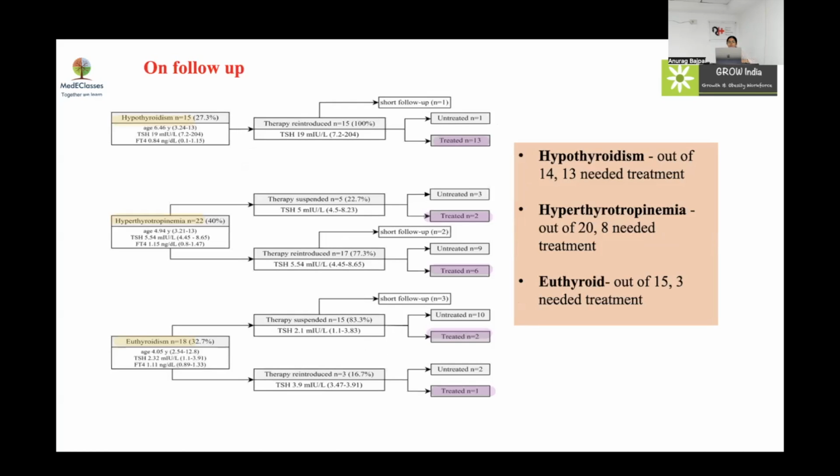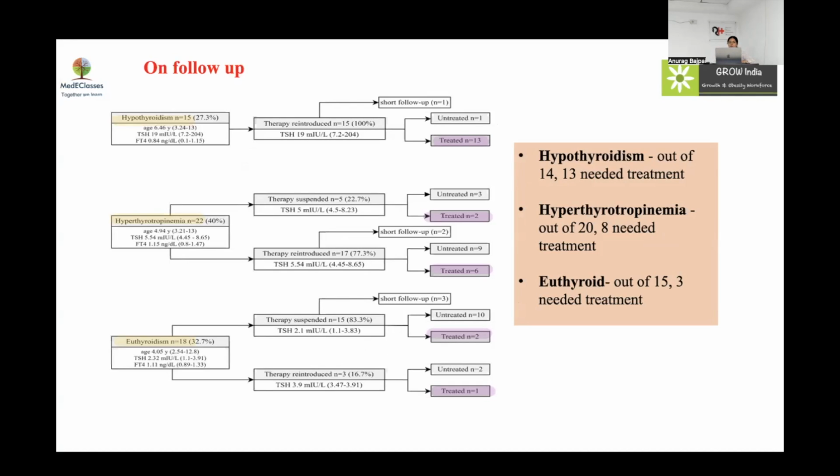The group had 15 patients who were hypothyroid with median age of 6.46 years, and median TSH was 19. This TSH is at diagnosis, sir. First TSH. No, sir, this was after stopping, at reassessment. The therapy was reintroduced in all of them. On long-term follow-up, one was lost to follow-up, 13 of them continued on treatment, and one became euthyroid.